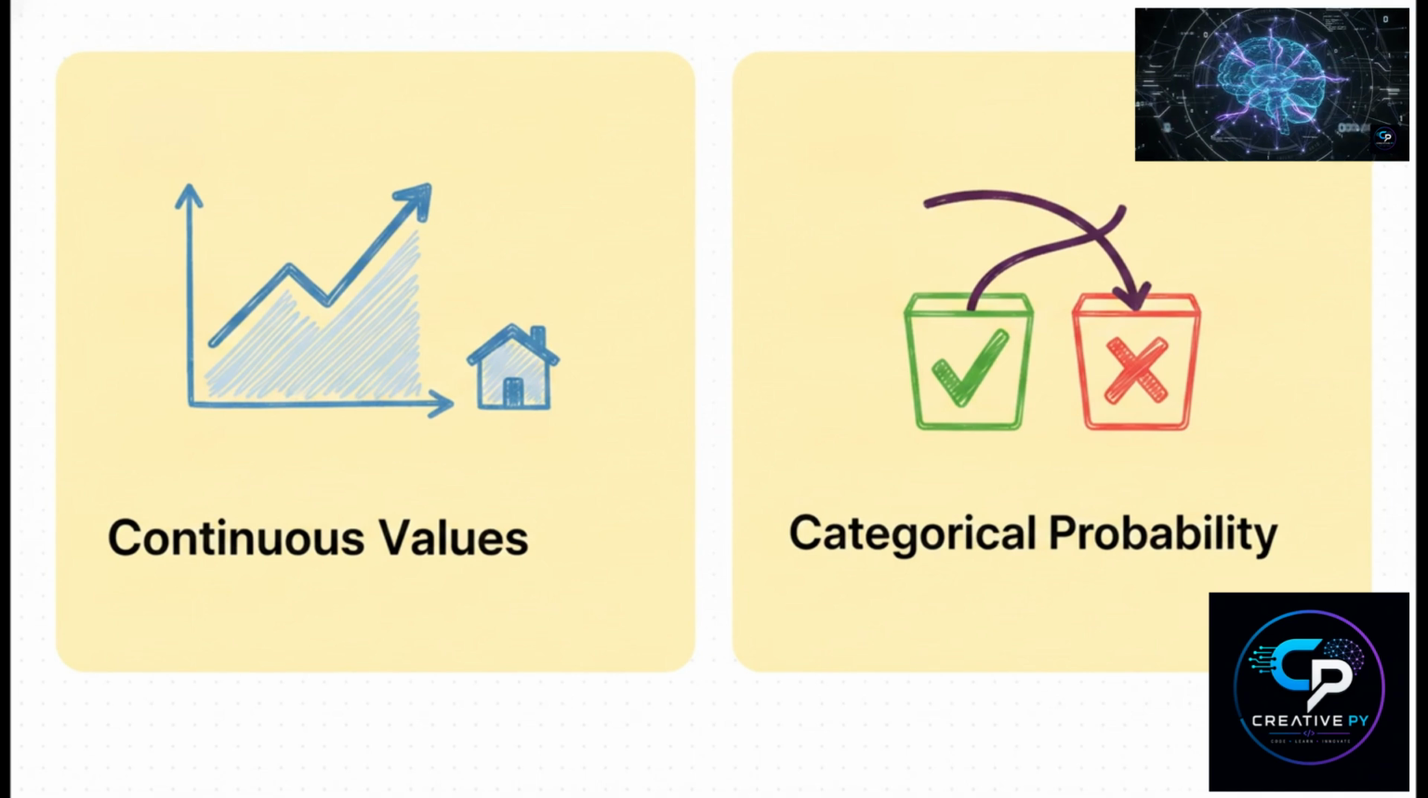Think of it this way. Linear regression predicts numerical continuous values. You know, like forecasting a house price based on its square footage. Logistic regression, on the other hand, predicts probabilities to assign categories. It essentially answers those yes or no questions. Is this email spam or not spam? Is the customer going to buy or not buy? Is this transaction fraudulent or perfectly legitimate?